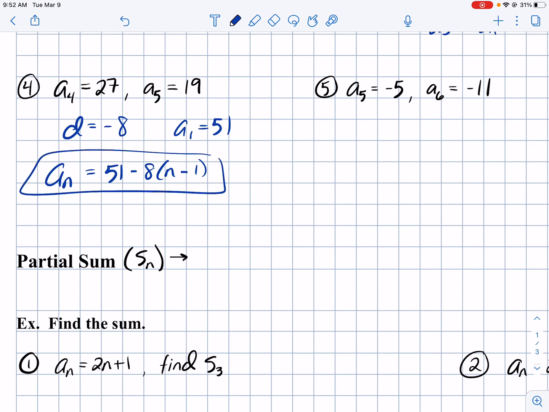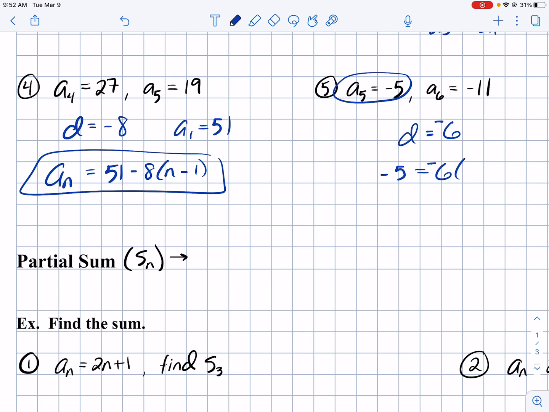And then for number 5, from -5 to -11, this was a common difference of just 6. For your first term, if you were solving algebraically, I would just use this right here, -5 equals 6 times 5 minus 1. I'm sorry, this needs to be a -6 because we're going down.